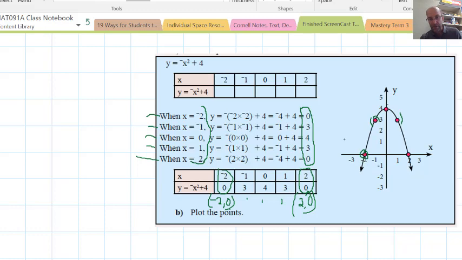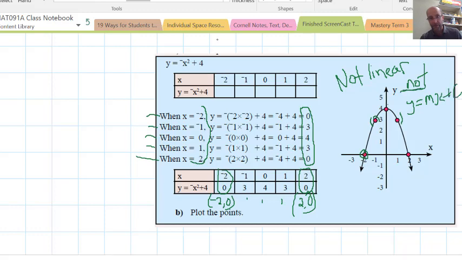Now look at the shape. It does not make a straight line. So these are not linear functions. Not linear. Okay, so that means it's not in the form of y equals mx plus c. Okay, so it's not that. In fact, this is a quadratic, and you can tell it's going to be by the squared term. So if the leading term is a squared, it's going to be a quadratic.